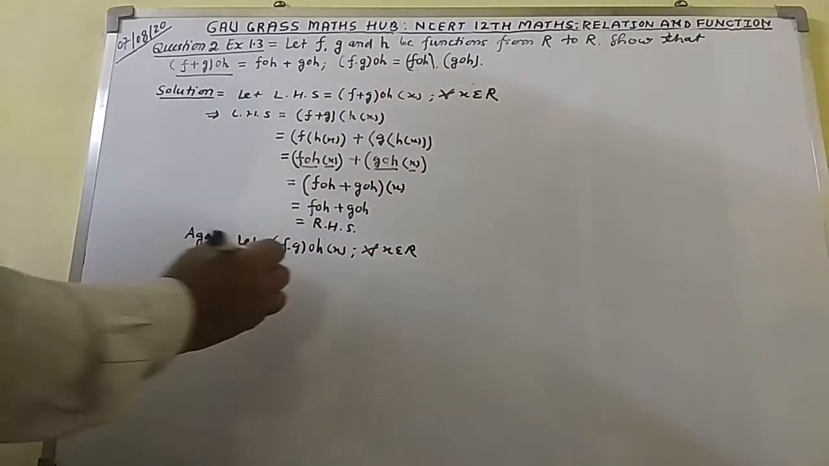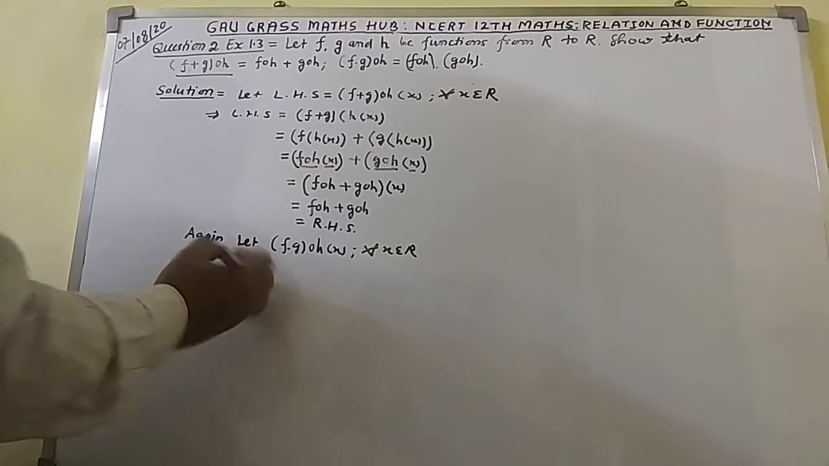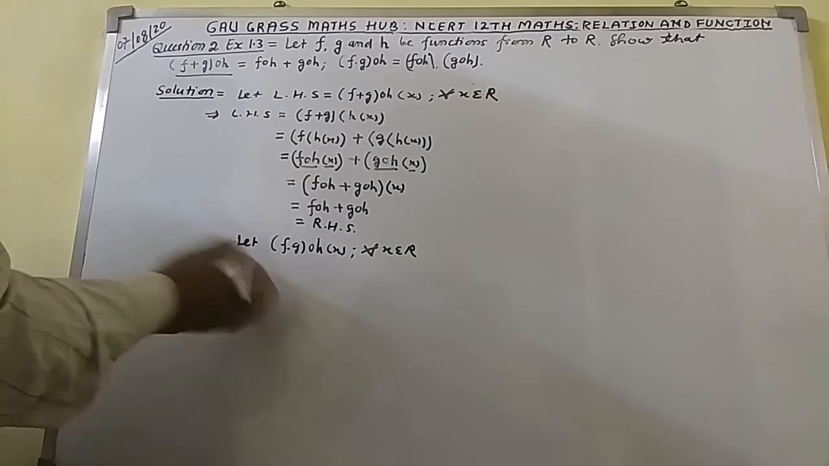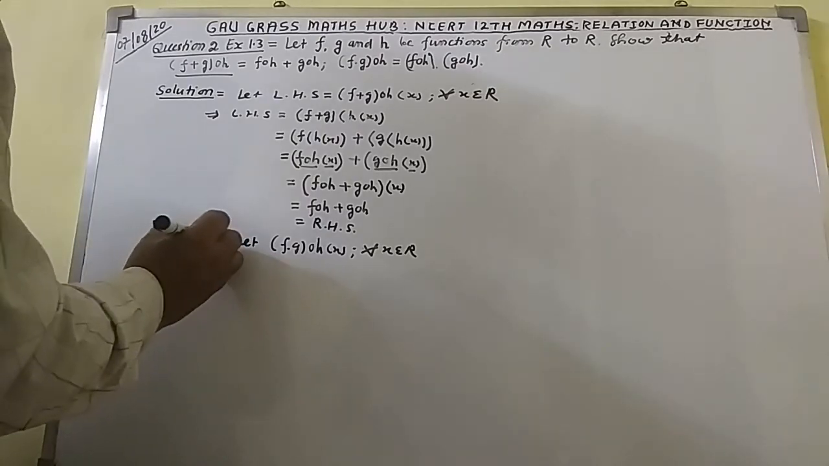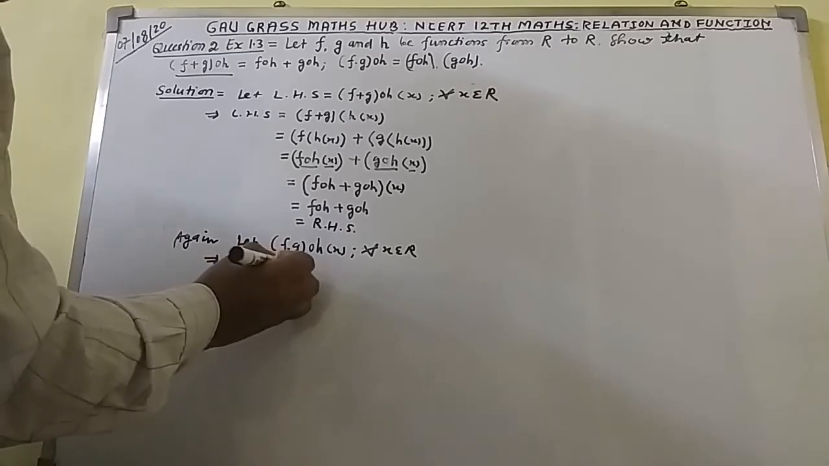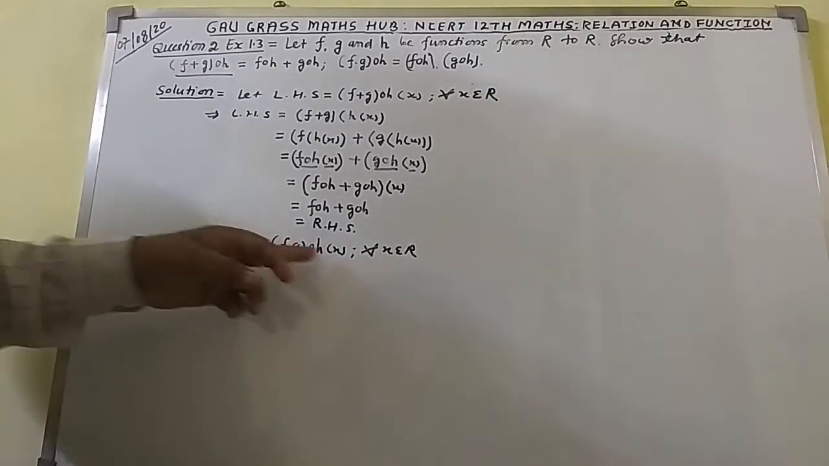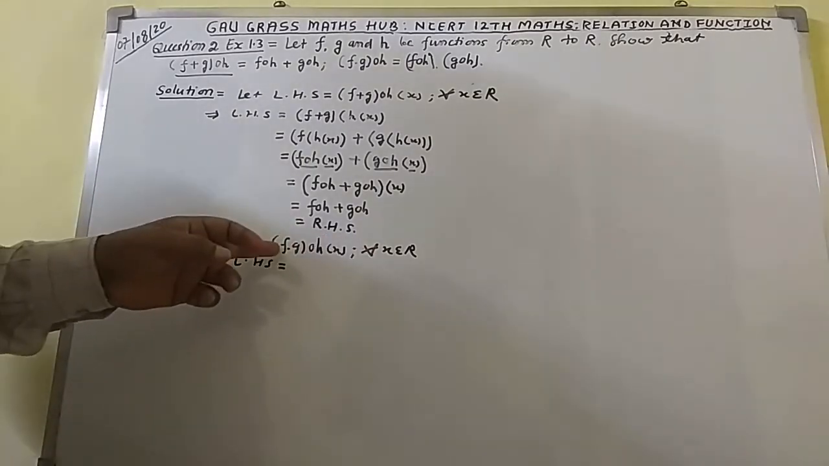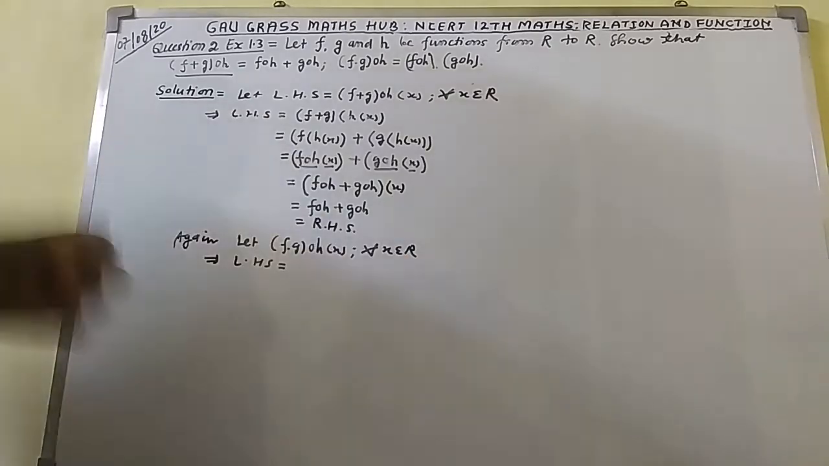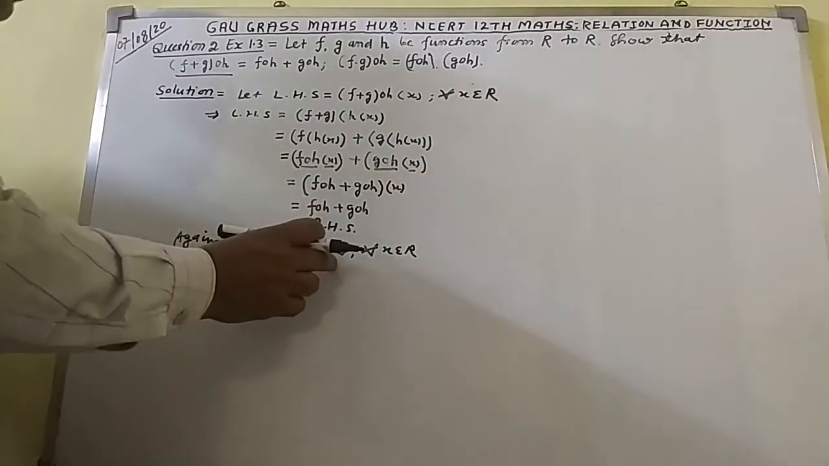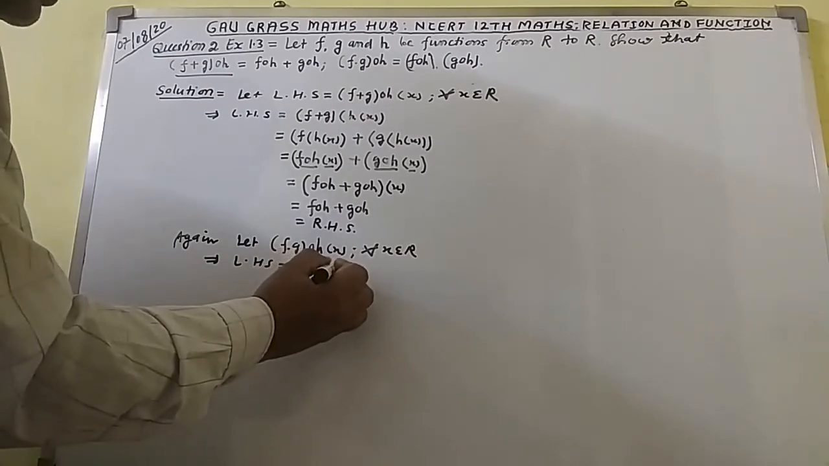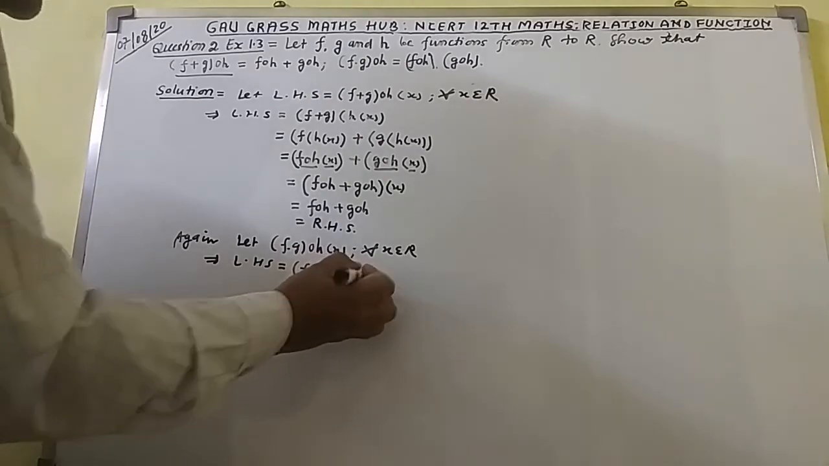What to do here? This is LHS. I have let LHS here, so LHS comes out to be (f dot g) o h of x, for all x belonging to capital R. This term is there in LHS. So here write (f dot g) o h of x.